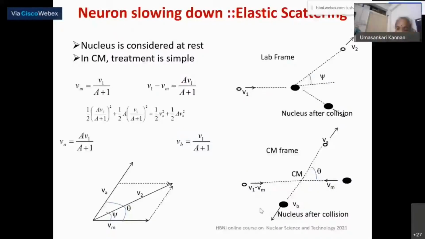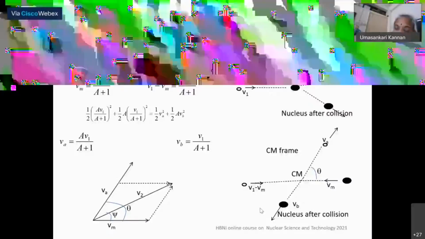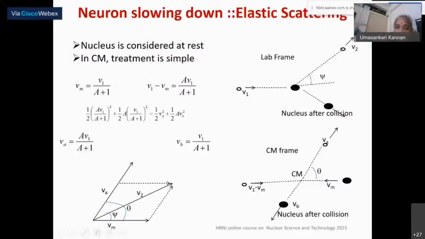Now let me introduce some concepts of neutron slowing down, because this is also important if I have to continue the arguments for the rest of the lectures. We consider this kinematics to be two-body kinematics. This neutron is interacting with a nucleus. A neutron is hitting the nucleus, and then the neutron goes in this direction, the nucleus goes in this direction. If they have the velocity v1 in the beginning, then the velocity of the neutron is v2 after it has collided.